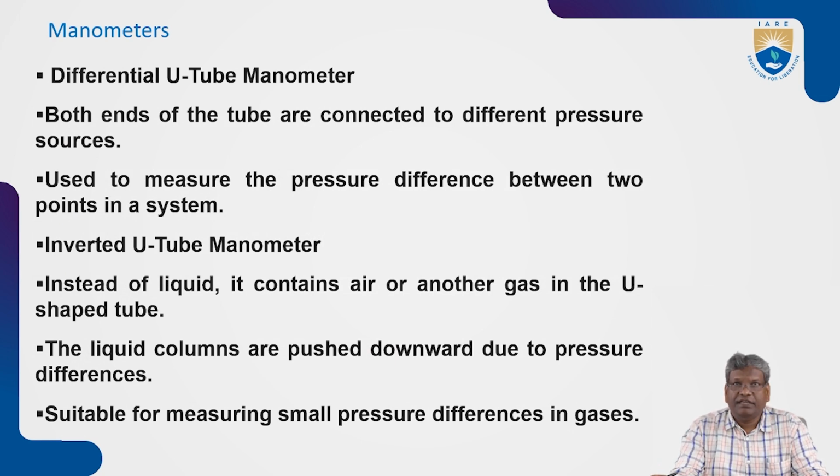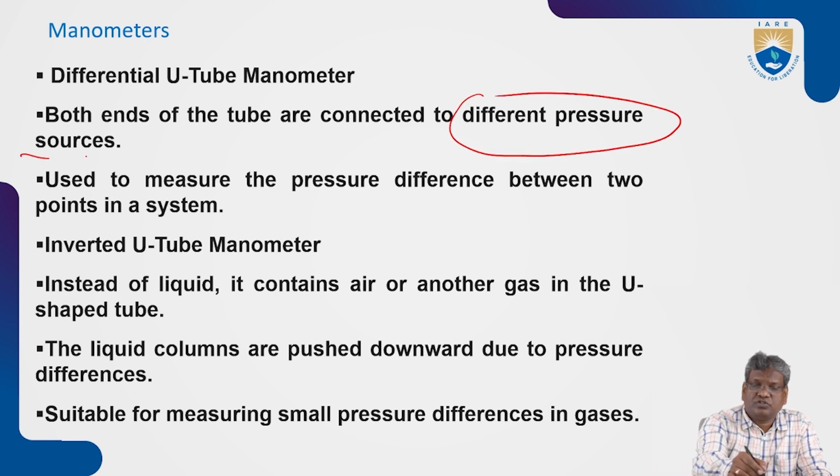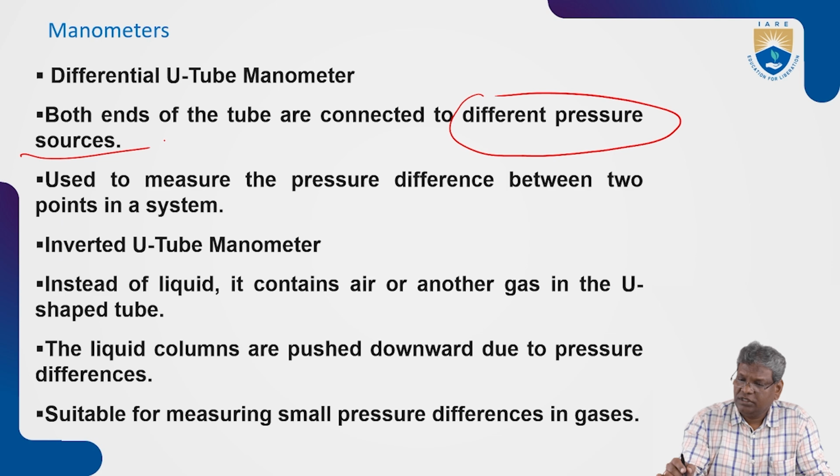Next one, the differential U-tube manometer. In the differential U-tube manometer, both ends of the tube are connected to different pressure sources. That means there are two points here, like this.